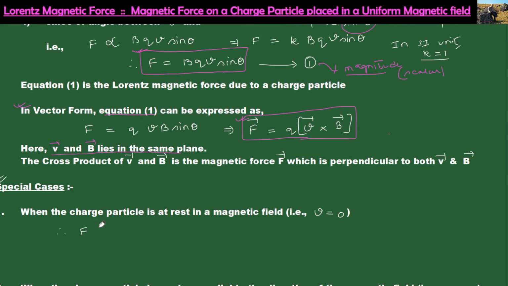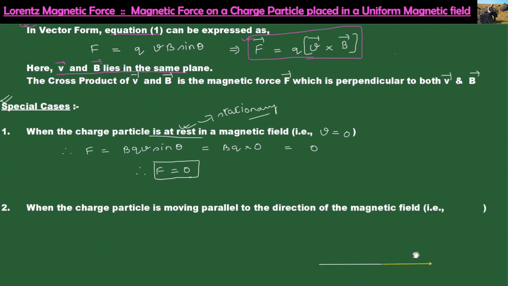So from here, how will you solve that? Making use of this equation, BQV sine of theta, if you put V equal to 0, this equation itself will reduce to 0, which means that the magnetic force is equal to 0. That means the charge will not experience any motion at all when the charge is at rest. When I say at rest, it means that the charge is stationary.